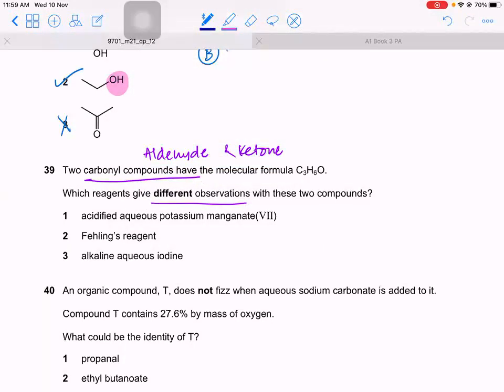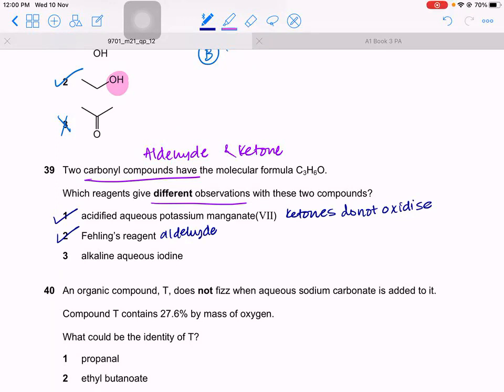When you add KMnO4, yes, because if it's an aldehyde, it will oxidize. Ketones do not oxidize. So will you see a color change with aldehyde? Yeah. Will you see a color change with ketone? No. So you can differentiate between the two. Fehling's reagent, yes, this reacts with aldehyde.